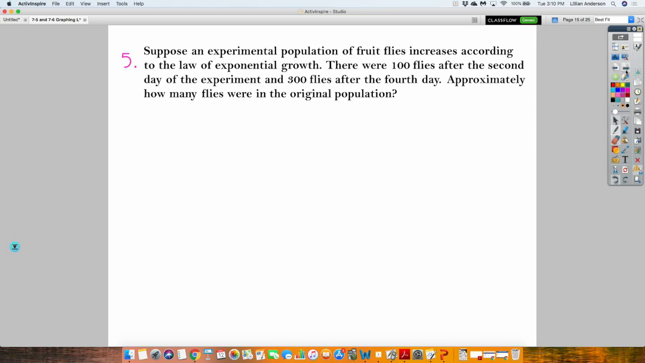Suppose the experimental population of fruit flies increases according to the law of exponential growth, which means it says there are 100 flies after the second day of the experiment and 300 flies after the fourth day of the experiment. How many flies were in the original population? I know two sets of pieces of information. There were 100 flies after the second day of the experiment and 300 flies after the fourth day of the experiment.